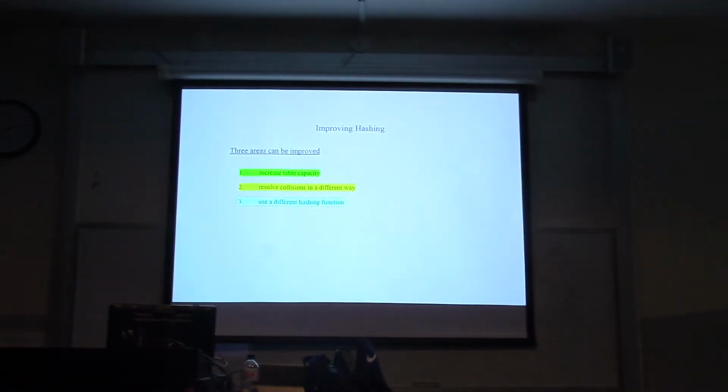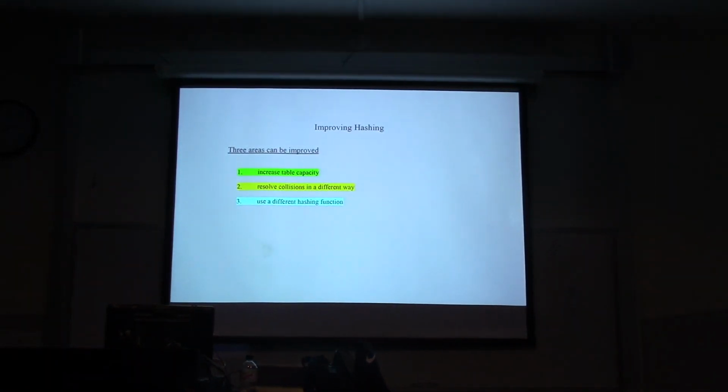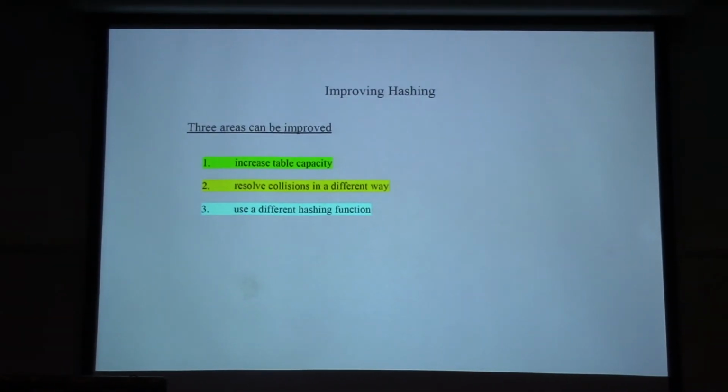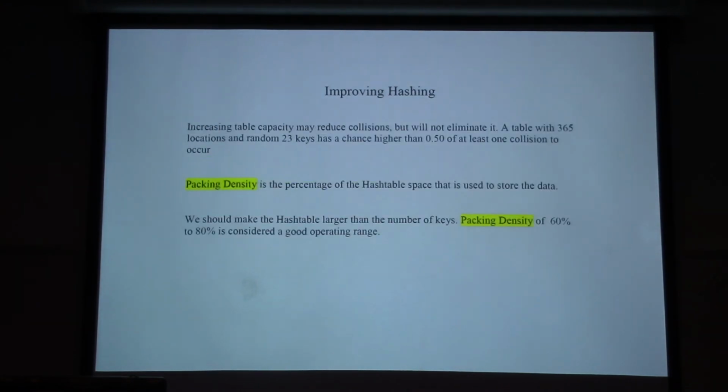Does that make sense? If I create a hash table which is twice as big as the number of records, and each of those locations is equally likely to get targeted, then I have much more room for targeting. So the number of collisions is going to be reduced. Again, we'll show this mathematically, but this is absolutely true. So, increased table capacity is what we just did. Or we can resolve collisions in a different way. Maybe have a different technique for collisions, or maybe use a different hashing function. Okay. So these are some ideas.